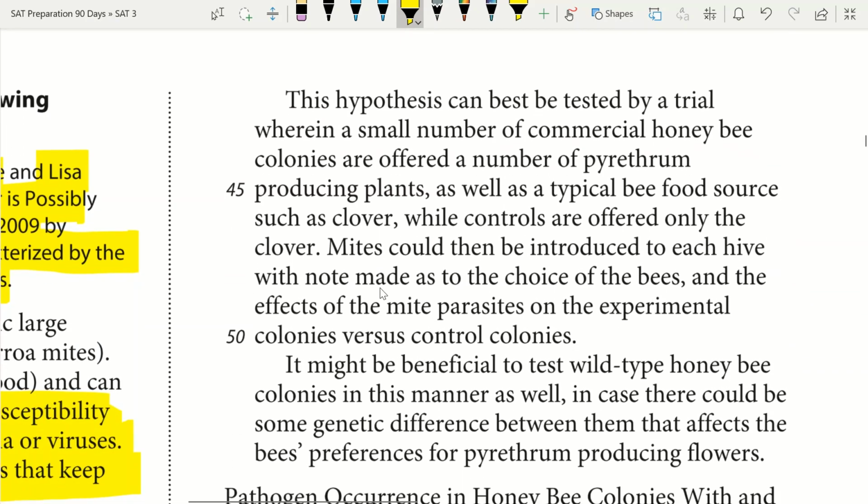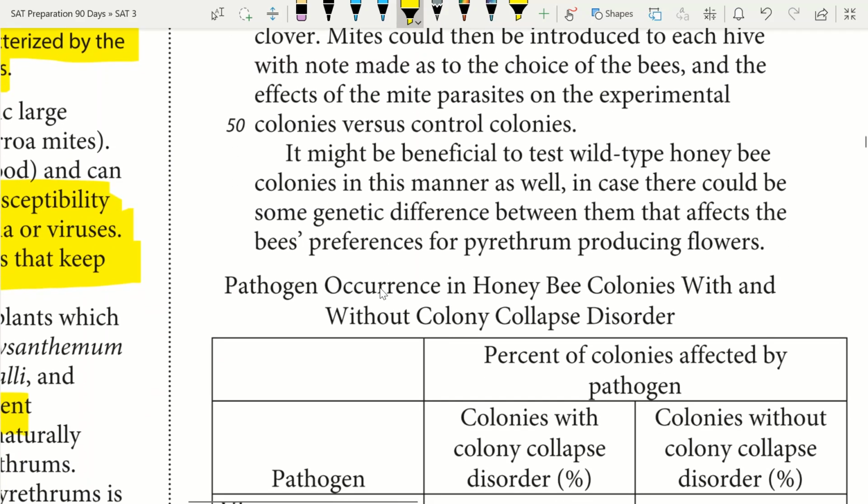This hypothesis can be tested by a trial wherein a small number of commercial honeybee colonies are offered a number of pyrethrum-producing plants as well as a typical bee food source such as clover, while controls are offered only the clover. Mites could then be introduced to each hive with note made as to the choice of the bees and the effects of the mite parasites on the experimental colonies versus control colonies. It might be beneficial to test wild-type honeybee colonies in this manner as well, in case there could be any genetic differences between them that affect the bees' preferences for pyrethrum-producing flowers.